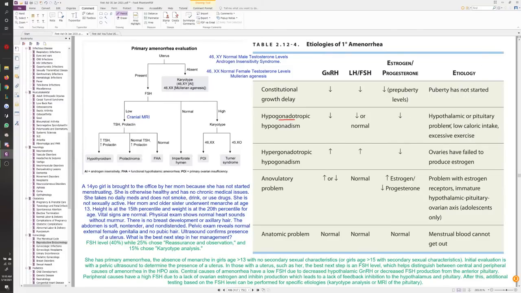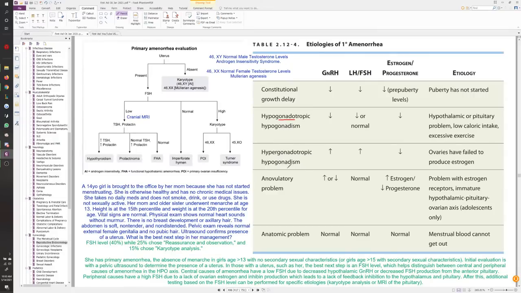The etiology could be many reasons this occurs. On STEP, it's a very common one to see excessive exercise, right? Or excessive dieting. Those are very commonly tested on STEP, usually in combination with other things also from psychology, like bulimia nervosa and stuff like that.